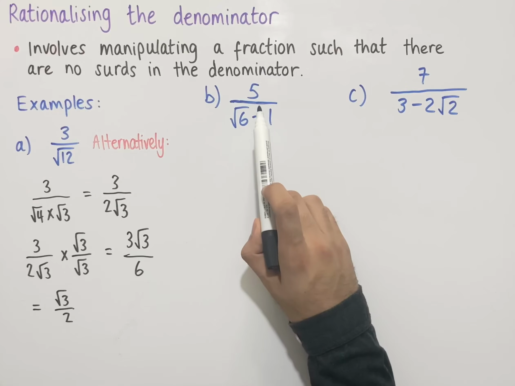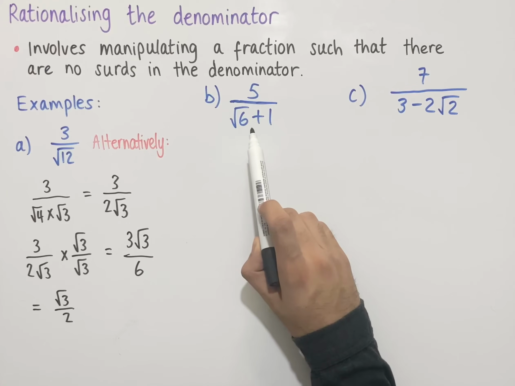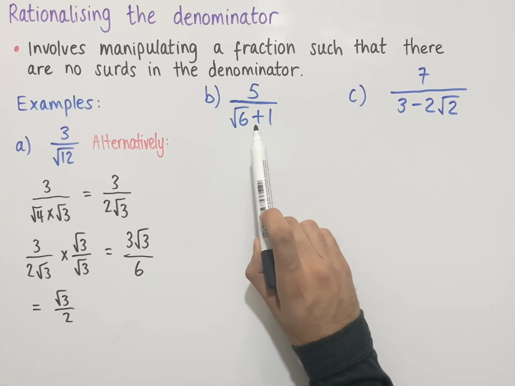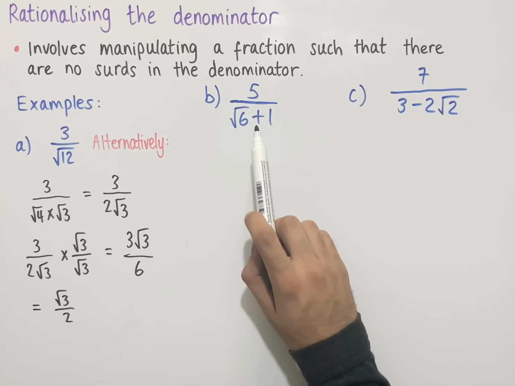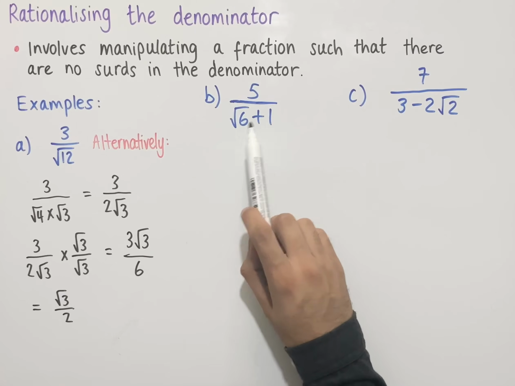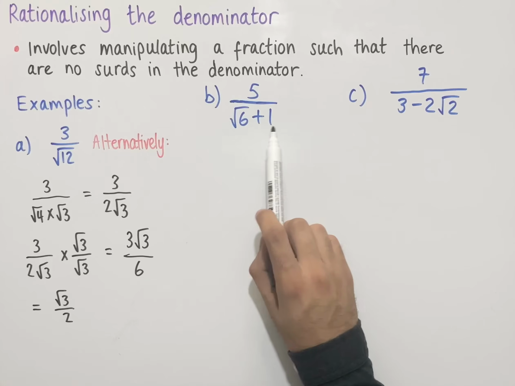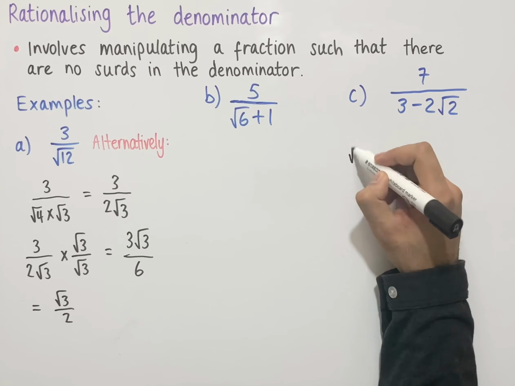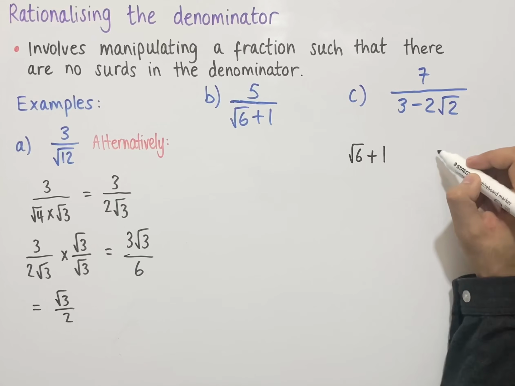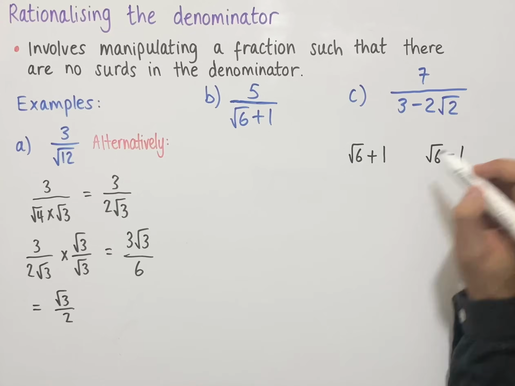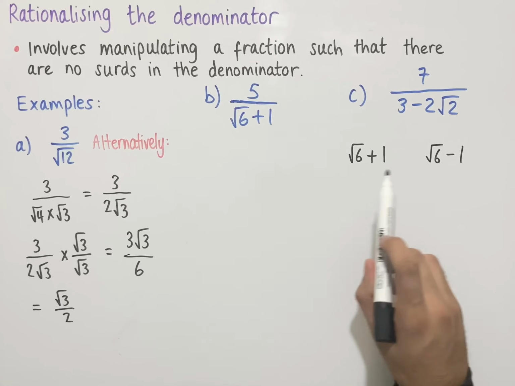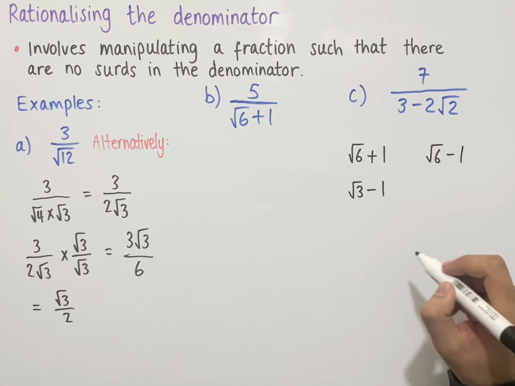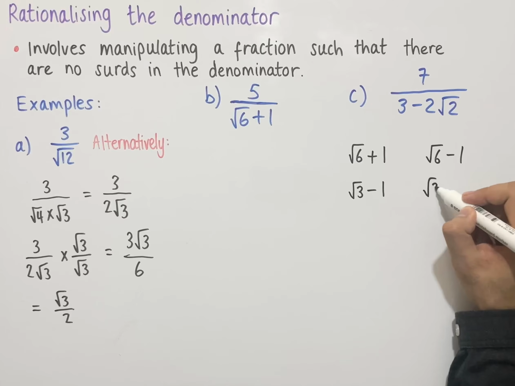In the next example, we have 5 over the square root of 6 plus 1. Now when we have a fraction like this, where we have 2 terms in the denominator, we need to multiply by the conjugate. So the conjugate of this denominator is the same 2 terms, but with the sign swapped over. So in this case, root 6 plus 1 and root 6 minus 1 are conjugates. Likewise, if we had any 2-term expression, so for instance, root 3 minus 1, then the conjugate of this is root 3 plus 1.